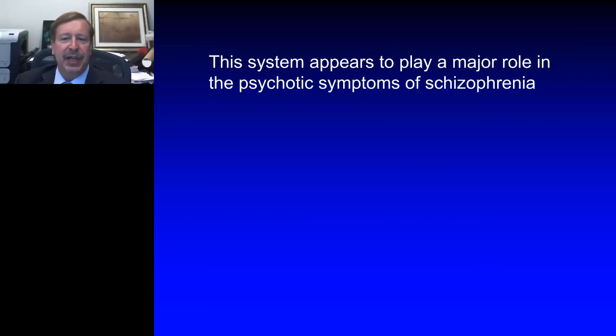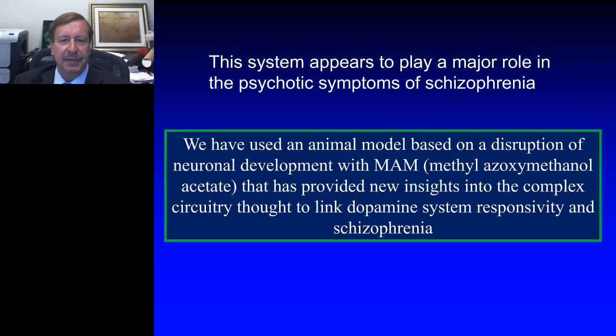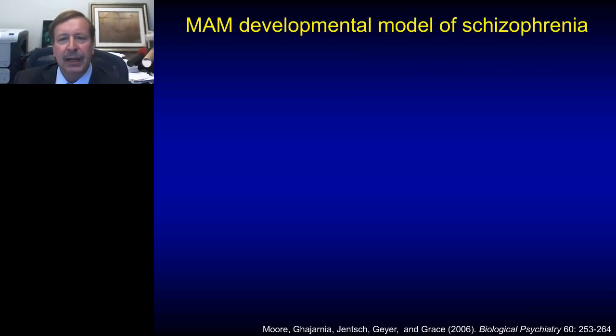Now, this system appears to play a major role in the psychotic symptoms of schizophrenia. We have used an animal model of schizophrenia based on a developmental disruption using a compound, methylazoxymethanol acetate, or MAM. And this has provided us with unique insights into the dopaminergic system and the circuitry that controls it, in a way that's actually quite consistent with clinical studies that have been done. Now, the MAM developmental model of schizophrenia has been found to have a number of characteristics that are consistent with what we would expect for an animal model of schizophrenia.